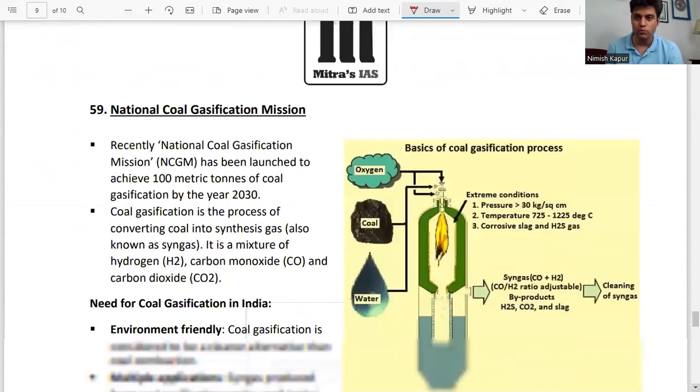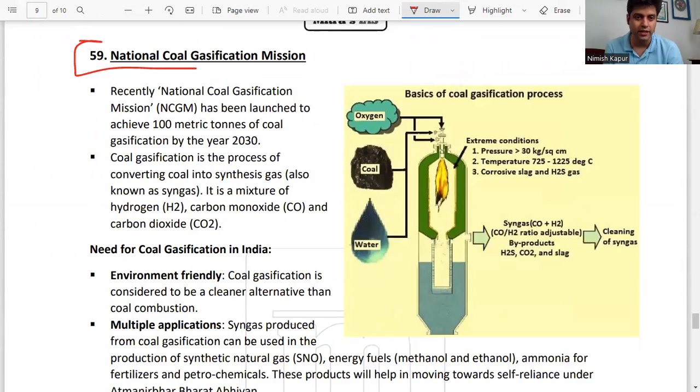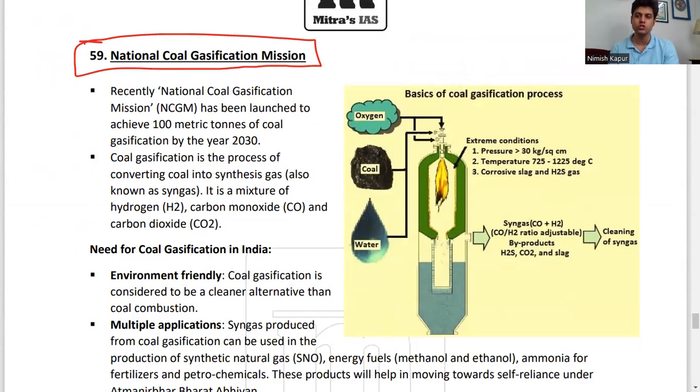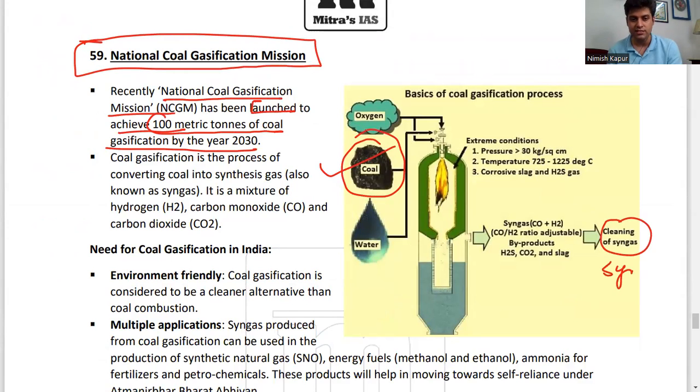The next topic we want to touch on right now is the National Coal Gasification Mission. Recently, the National Coal Gasification Mission has been launched to achieve 100 metric tons of coal gasification. What is coal gasification? Coal gasification is the transformation of coal finally into clean syngas, which is synthetic gas. We'll come to that.